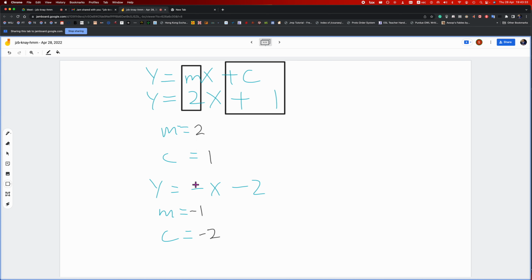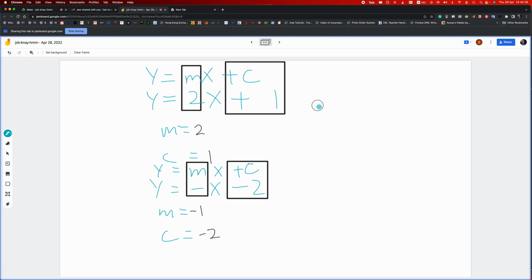Same thing for the below one. Okay. I need to write down the y equals to mx plus c first. Hey, c. Are you clear? How you get the answer? Are you clear or not? Yeah. Okay, good. That's how you get the gradient and the y-intercept.